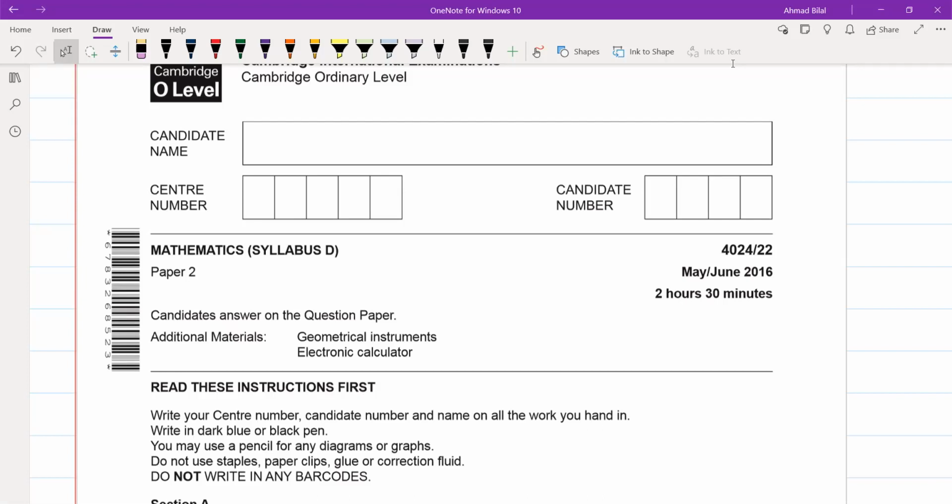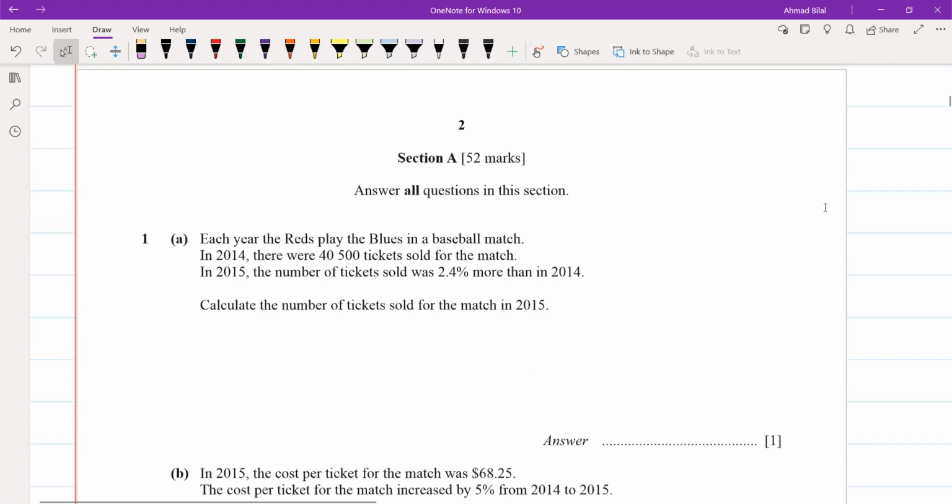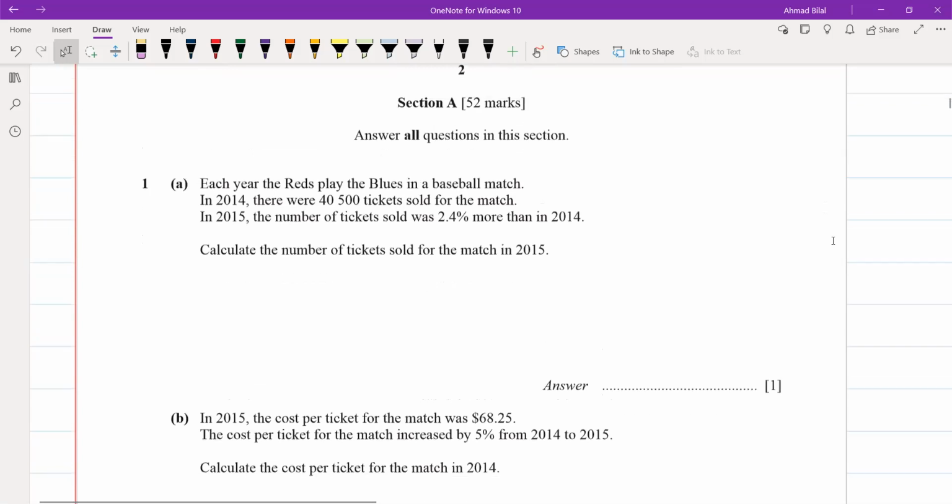All right, so let's start with this. This is May-June 2016, paper 2, variant 2. So let's begin. Okay, let's just start.